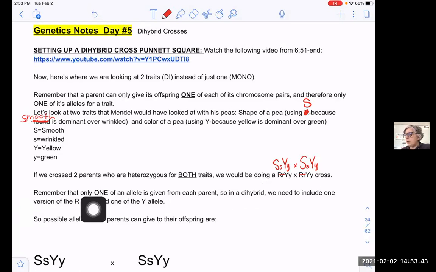Okay, so remember that only 1 of an allele is given from each parent. So in a dihybrid, we need to include 1 version of the S. Sorry, this typo is still here. 1 version of the S and 1 of the Y allele in the gamete. So every gamete is going to need to have 1 S and 1 Y.